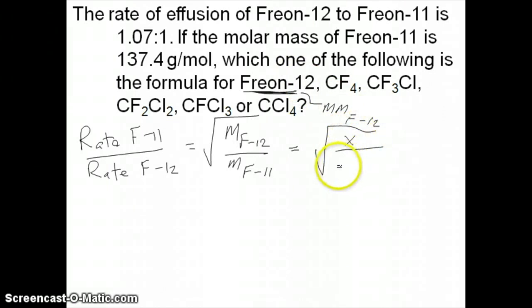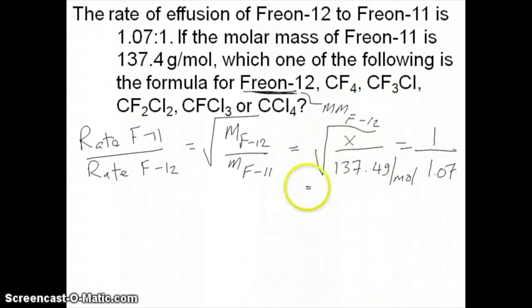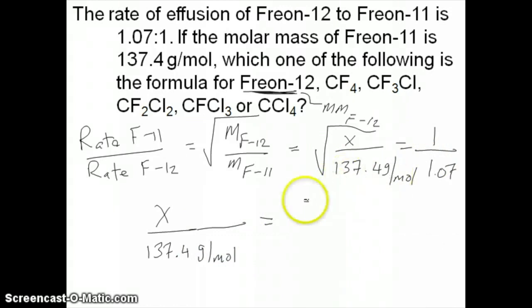So let's just symbolize that by X here. Then we got molar mass of Freon 11, which is 137.4 grams per mole, and equal to the ratio here. The ratio shown is 1.07 to 1. That's for 12 to 11. We wrote it in such a way that it's 11 to 12, so I have to invert that ratio, so it will just be 1 to 1.07. I can then square both sides of this equation, so I'm left with X over 137.4 grams per mole on the left equal to the square of that quantity, and then I just solve for X, and I get X equal to 120 grams per mole.